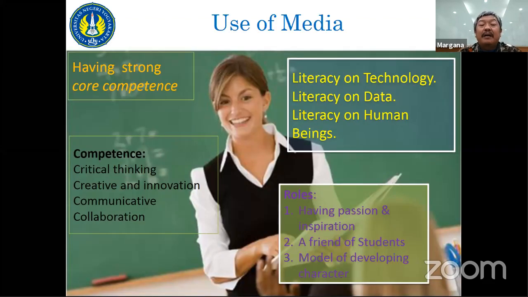Take, for example, the following slide on media. If we refer to this slide as one of the media to be used in English language teaching and learning, we can accommodate two types of brain, left and right brain. Of course, the photograph of the teacher will be assessed by the right brain. The color of the letters and the background will be assessed by the right brain, meaning that we accommodate the development of the right brain. On the other hand, the letters that we use, having strong core competence, critical thinking, creative and innovation and the like, will be assessed by the left brain.